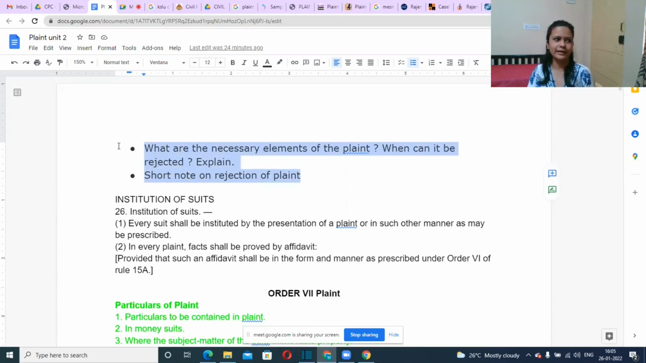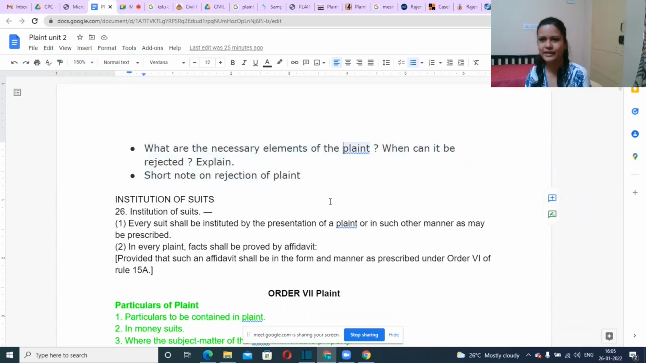So if we look at previous year question papers from unit 2, specifically from plaint part, these are the questions which I have seen: what are the necessary elements in plaint, when it can be rejected, what are the things that need to be mentioned in the plaint, rejection of plaint. From that part there are questions.